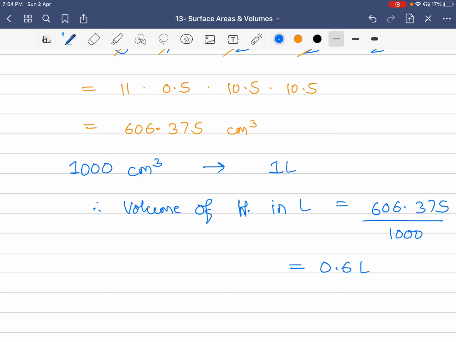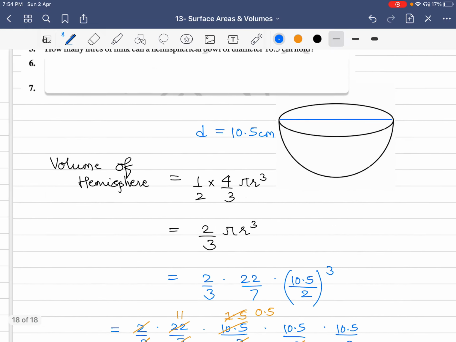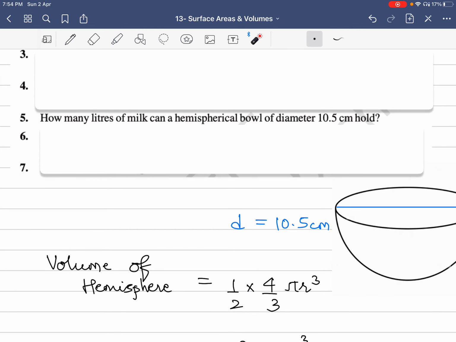So 0.6 liters is the amount of milk that our hemispherical bowl is going to hold. Be very careful. Don't just end your solutions by finding the volume of the hemisphere, because that is the value in centimeter cube, and the question asks for the value in liters. So just divide it by 1000. So roughly 0.6 liters of milk is what the bowl is going to hold. That's it. Now we move on to the next question.